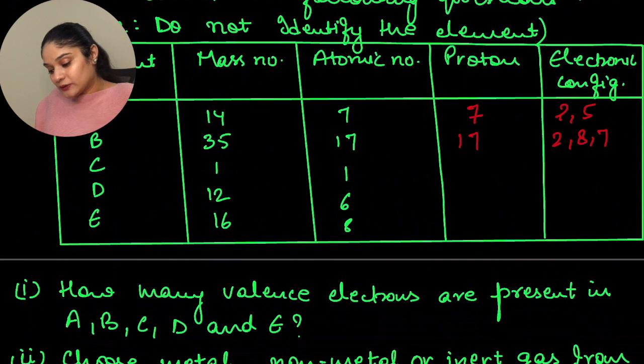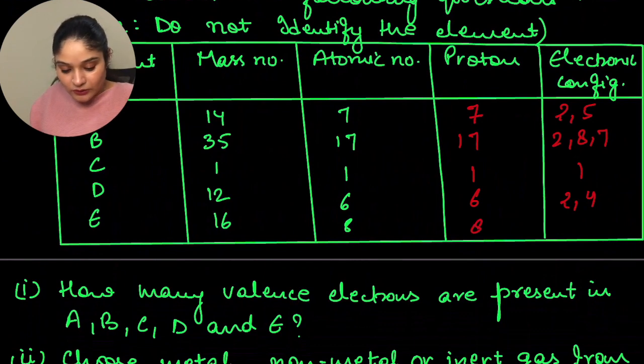Then I have C as 1 and 1. Then D is 12 and 6. So 12 and 6 will give me 6 protons, and the configuration becomes 2, 4. Then E is 16 and 8. So subtract that, you end up with 8 protons, which gives you a configuration of 2, 6.